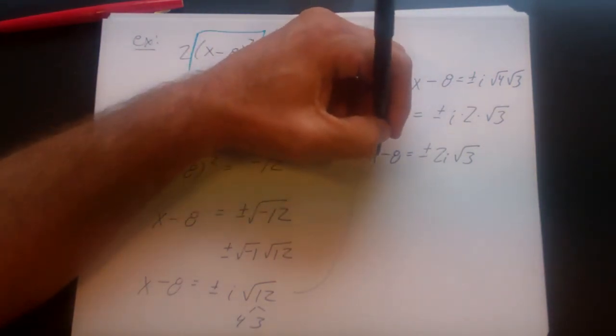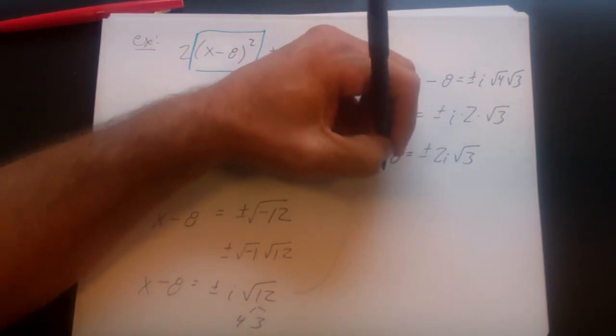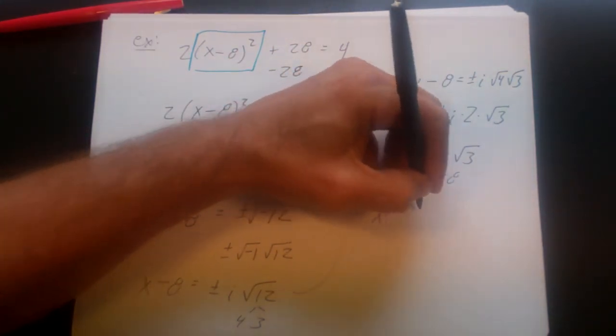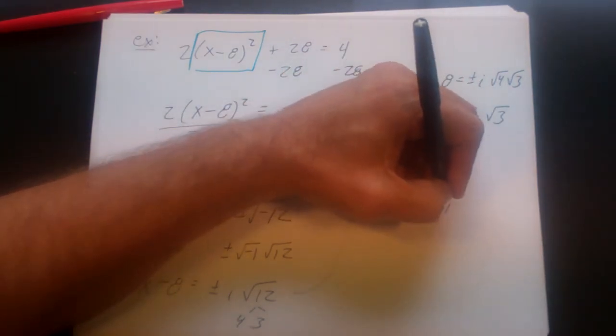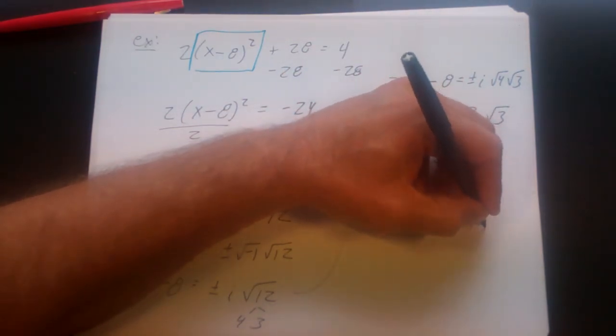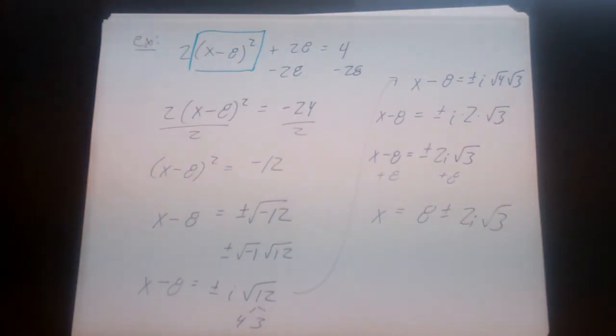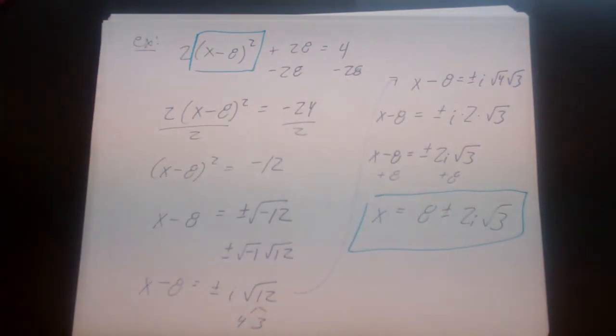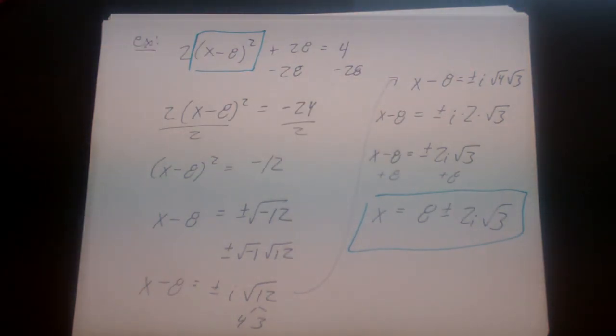I'm almost done. What I want is x, and I have x minus 8, so I'm simply adding 8 on both sides. And my final answer is 8 plus or minus 2i root 3. And that's your final answer right there. And that's how you solve SQUEBFTSR problems with I.